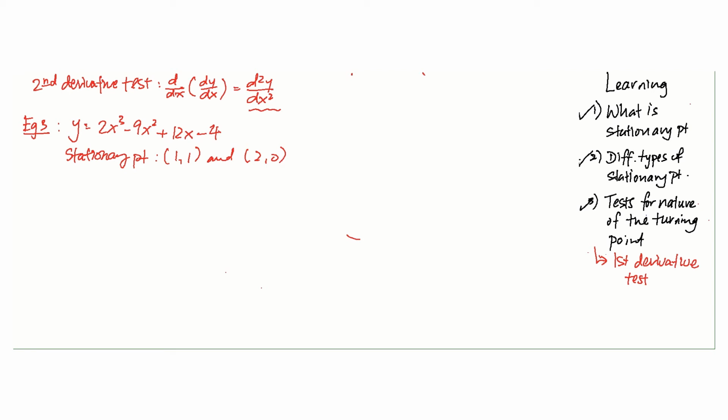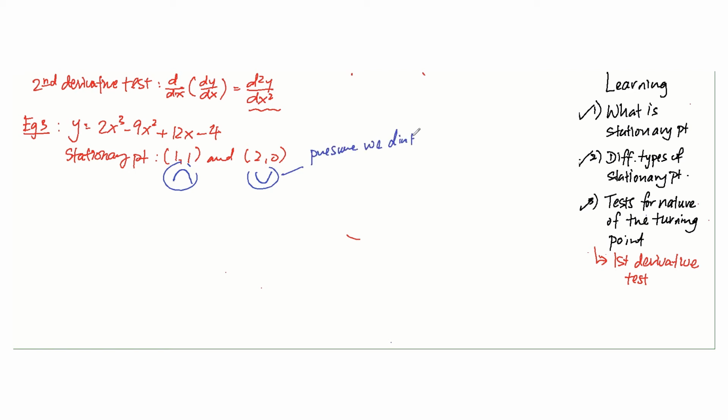And we even had the nature of these stationary points. For (1, 1), we found using the first derivative test that it was a maximum point, and for (2, 0), it was a minimum point. Now, ladies and gentlemen, at this juncture, I would like you to presume that we do not know the answer. Just presume that we do not know the answer.